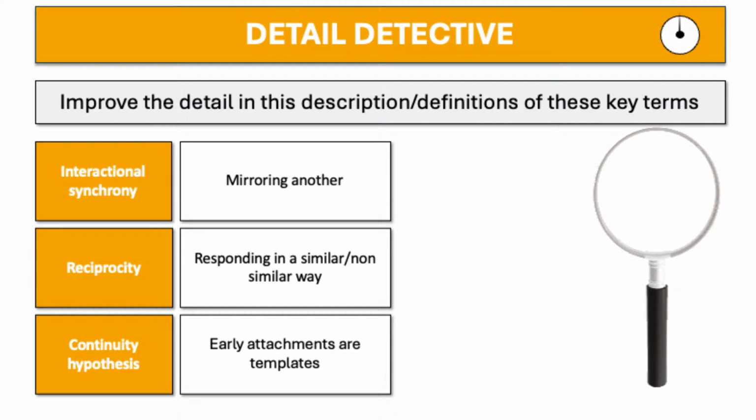Let's have a look at how we would elaborate reciprocity then, because obviously interactional synchrony and reciprocity come hand in hand under the same topic here with caregiver-infant interactions. How can we make sure we differentiate reciprocity from interactional synchrony then? So, reciprocity.